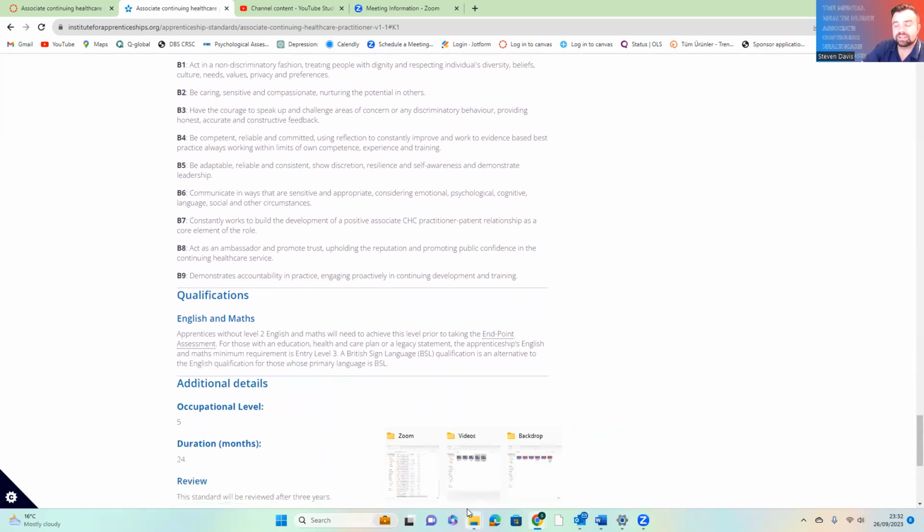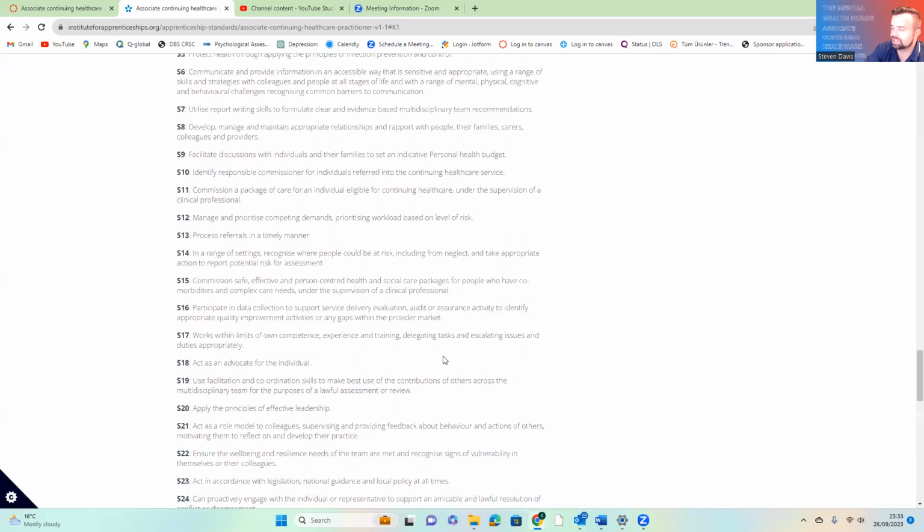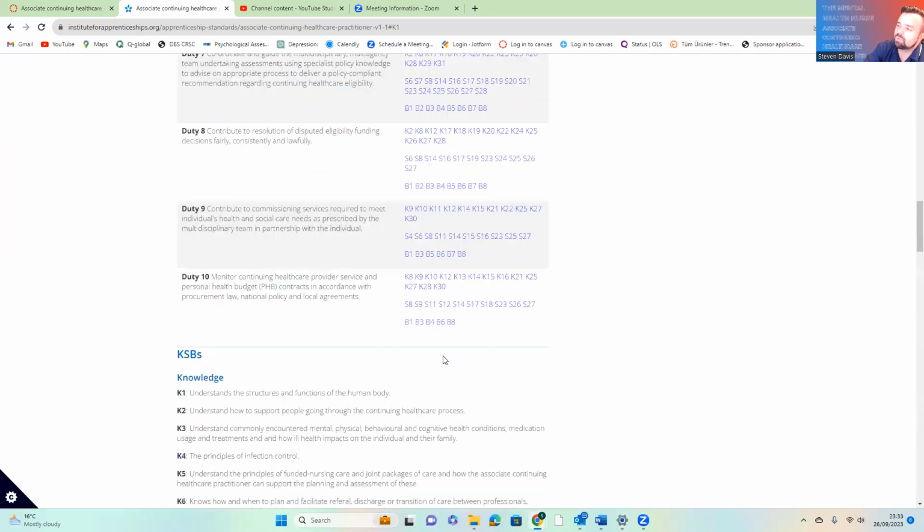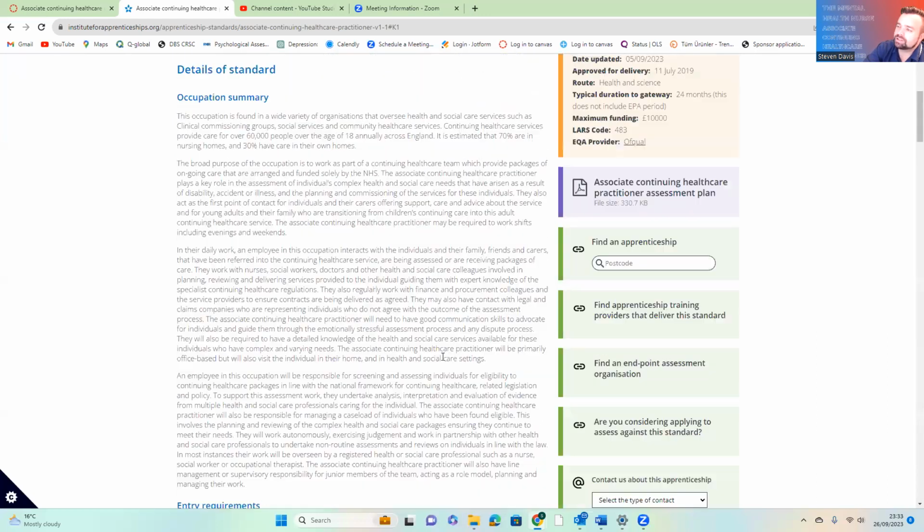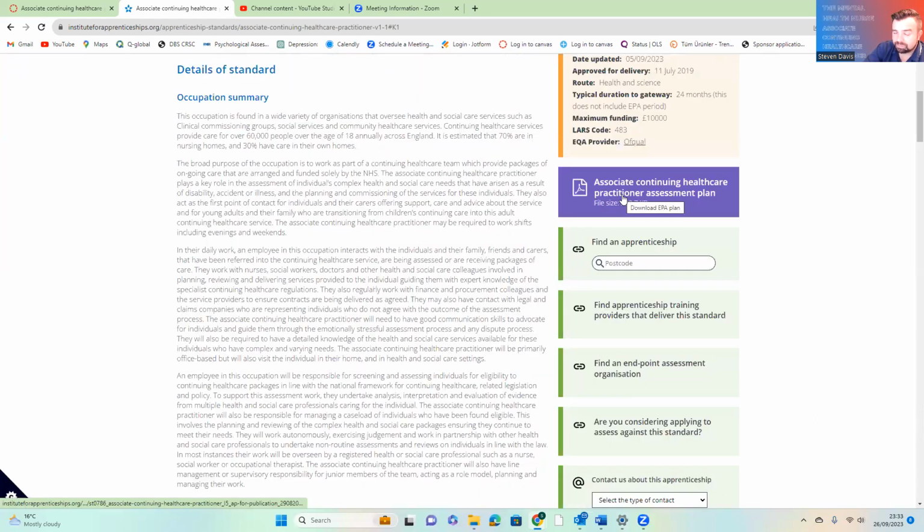What happens at this, you can see here, you need to have your English and Maths at level 2 ready. And you'll need to have your portfolio of evidence, which we've prepared. So that's all of the work that you're submitting through the Associate Continuing Healthcare Practitioner side. Now, when we go through to Gateway, it's to prepare you for the assessment plan.